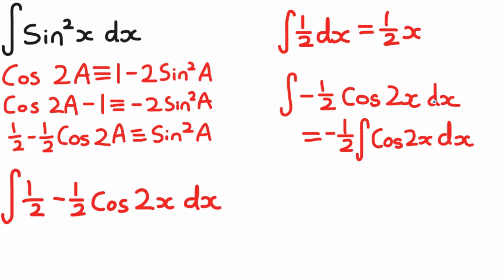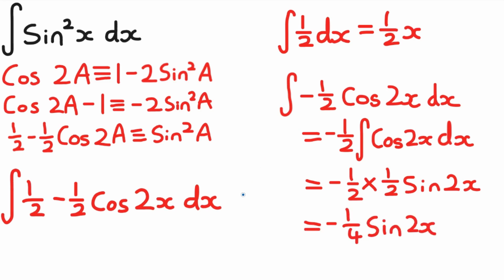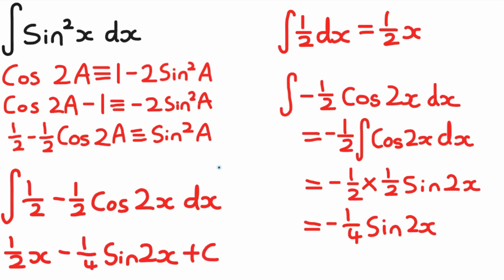But the way that we integrate stuff like this is, firstly we integrate the cos, and when you integrate cos it's sin, so it's going to be sin 2x, but we also need to divide by the coefficient of x here, which is 2, so therefore it's going to be half sin 2x when we integrate this cos 2x, and then we need to multiply it by the minus a half that we took out at the start, so it's going to be minus a quarter sin 2x. Okay, so if we add these two terms together, when we integrate this, it's going to be equal to half x minus a quarter sin 2x, and then remember the plus c on the end.